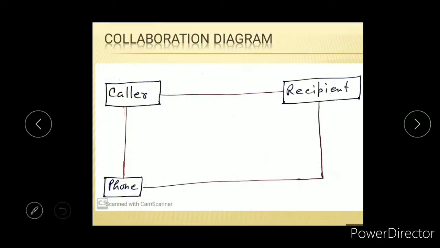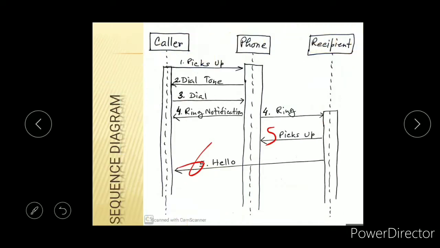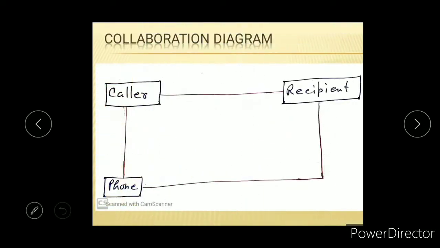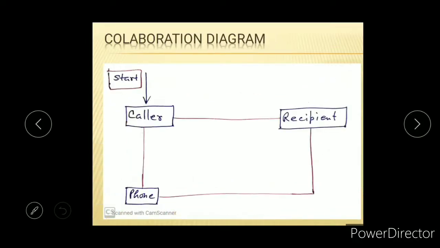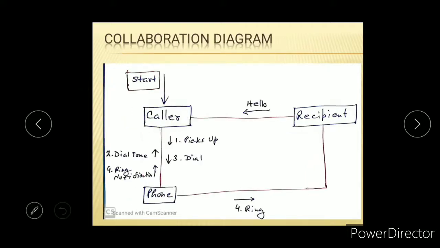Now if we convert this into the collaboration diagram, just check, in the previous sequence diagram there were caller, phone and recipient, so three objects were there. Now we will draw three objects by three rectangles. Okay, now after that we have to check the starting point. So caller will start the sequence, so it is the starting point. Right. Now after this we'll just give the sequence numbers here.